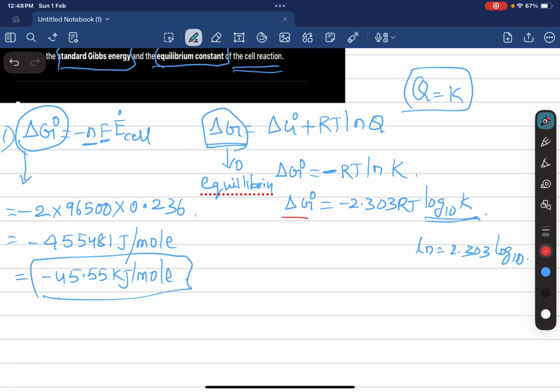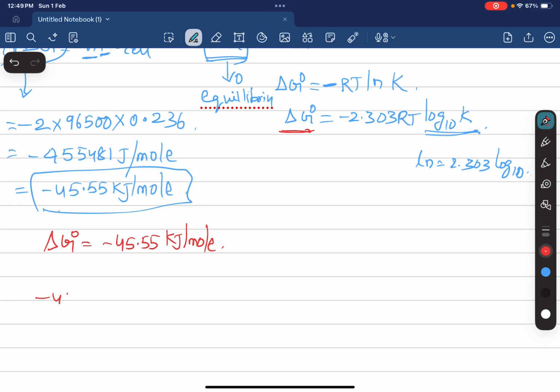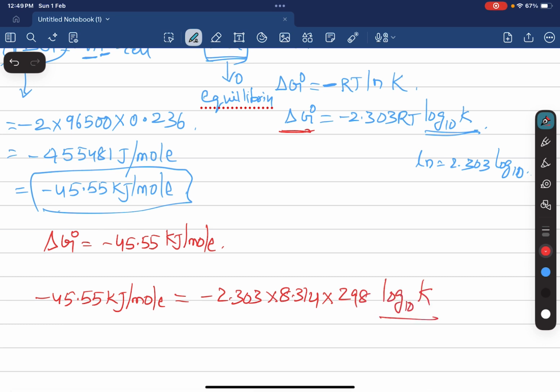Now we substitute this delta G naught into this equation. Delta G naught equals minus 45.55 kilojoule per mole, so minus 45.55 kilojoule per mole equals minus 2.303 into R, which is 8.314, into temperature, which is 298 kelvins, into log base 10 K.